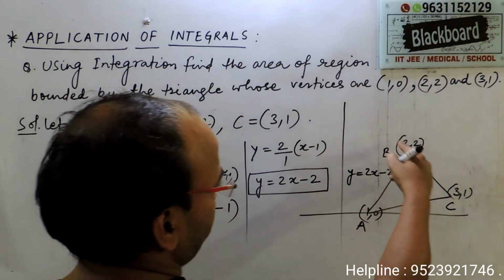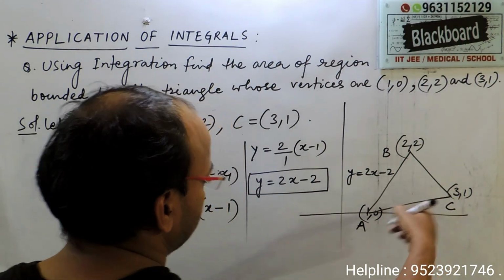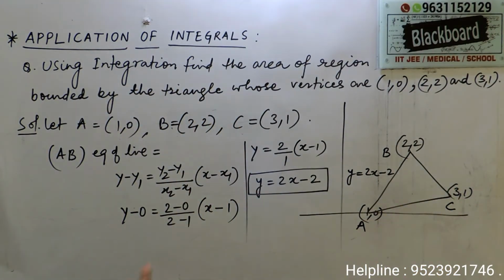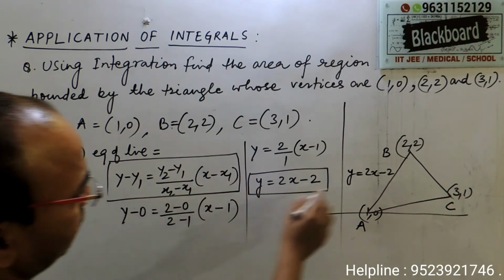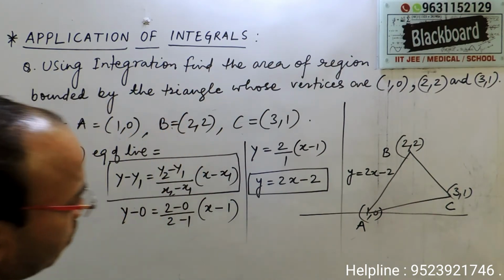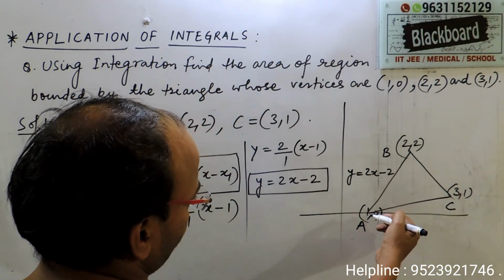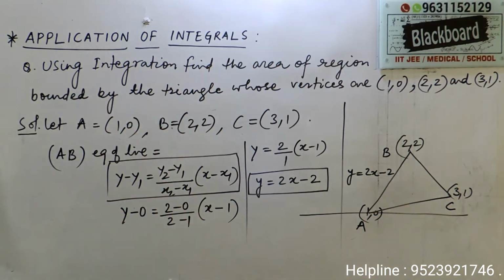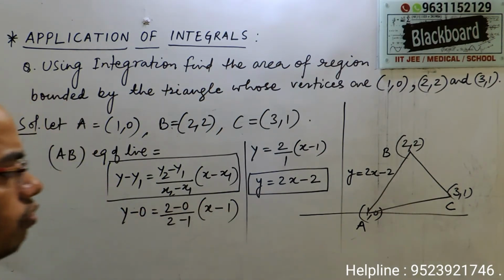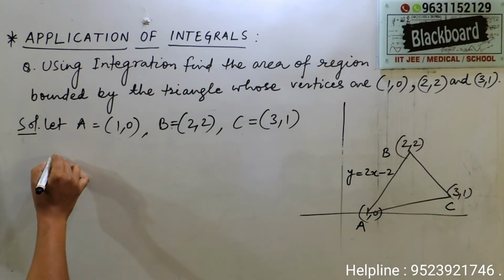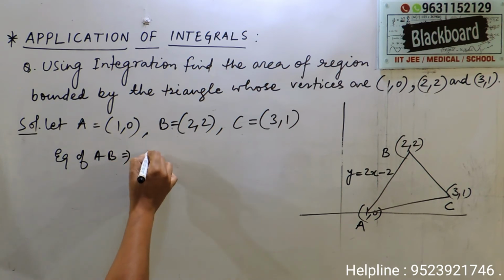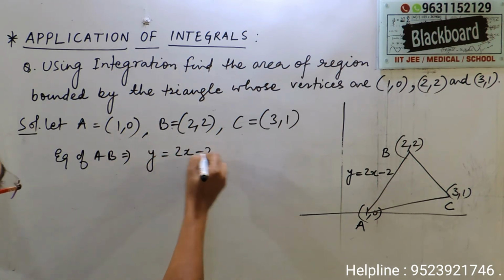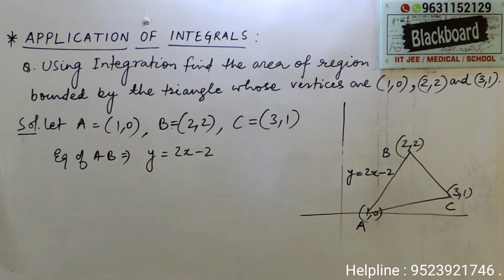Similarly, find the equation of BC and AC. The equation of BC and AC you can evaluate using this formula. Let (x1, y1), (x2, y2) be taken for AC. In this way we can find all three equations. First, the equation of AB is y equals 2x minus 2.